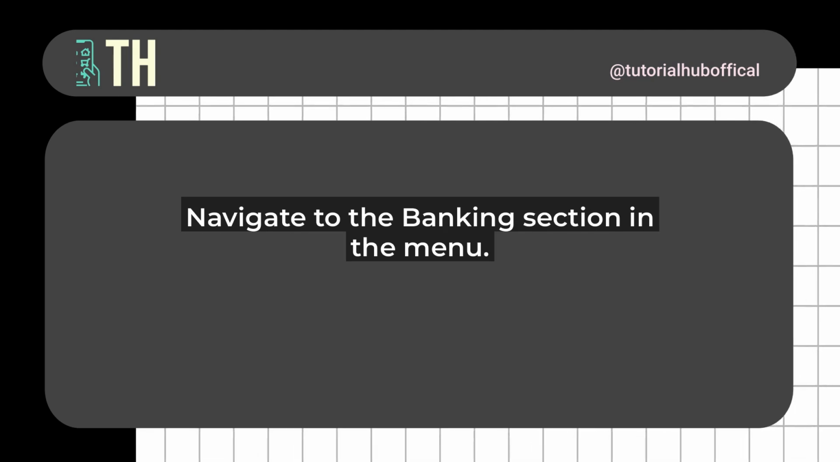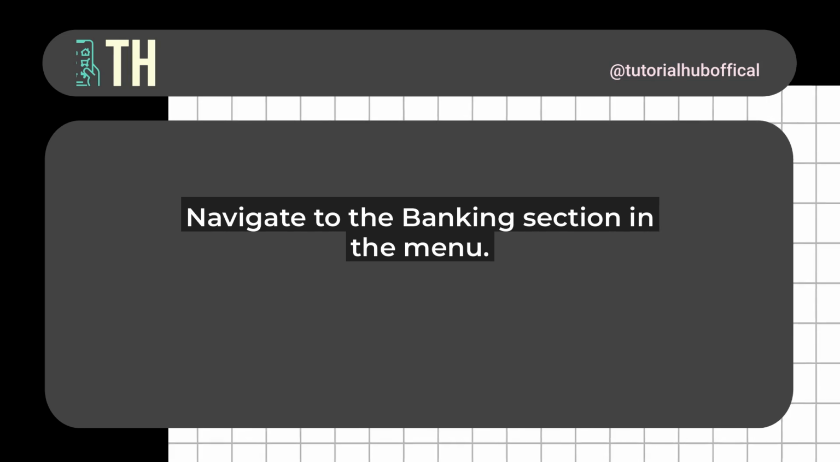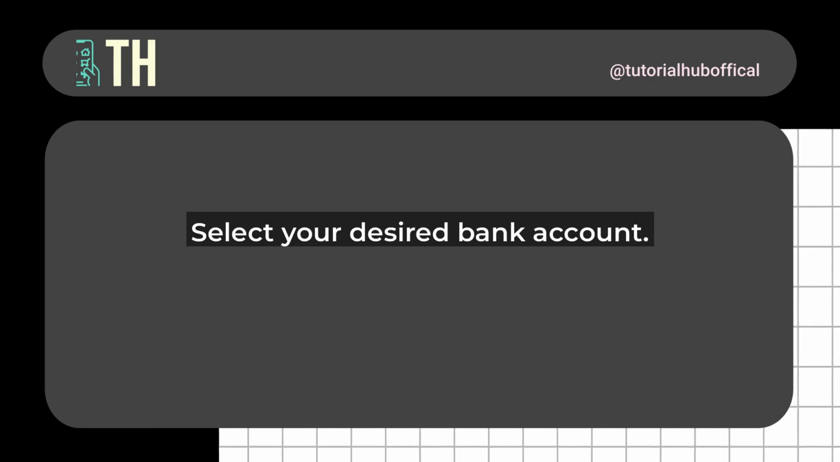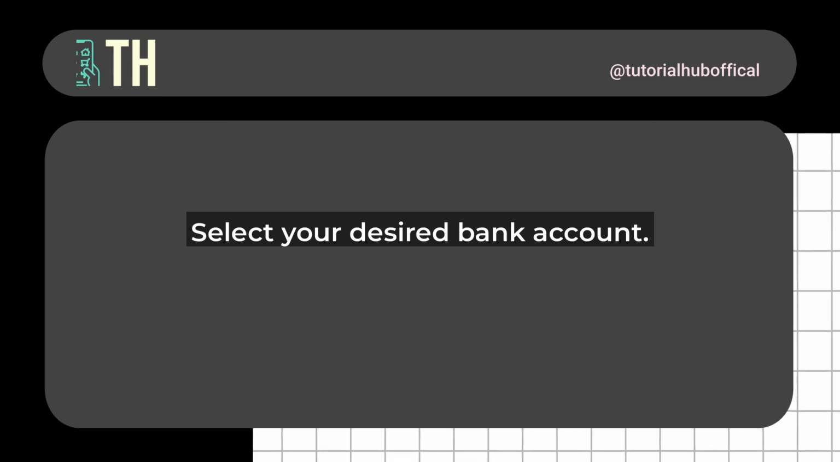Next, you'll see a list of your connected bank accounts. Select the one you want to view statements for by clicking on it. QuickBooks pulls in your bank data automatically, so this should be quick and seamless.